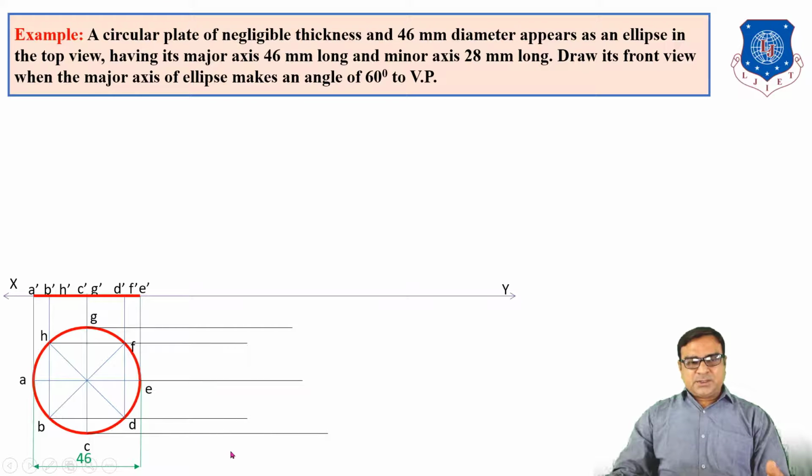Now draw the projection from the top view. On the horizontal line AE, we have to take one line AE which is 28 mm long. Now draw the vertical from A and E. Front view A dash. What will be the front view of E?